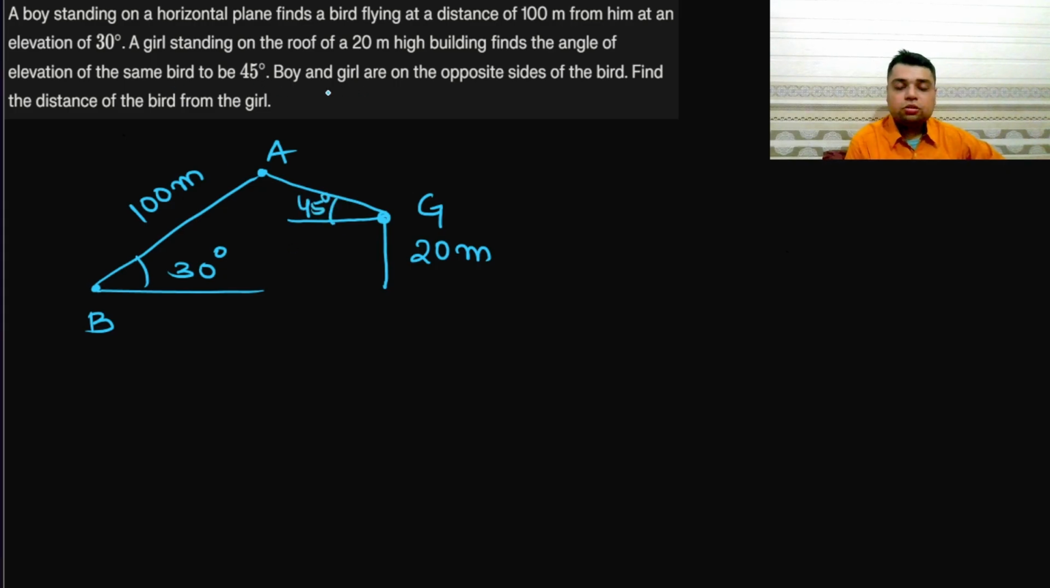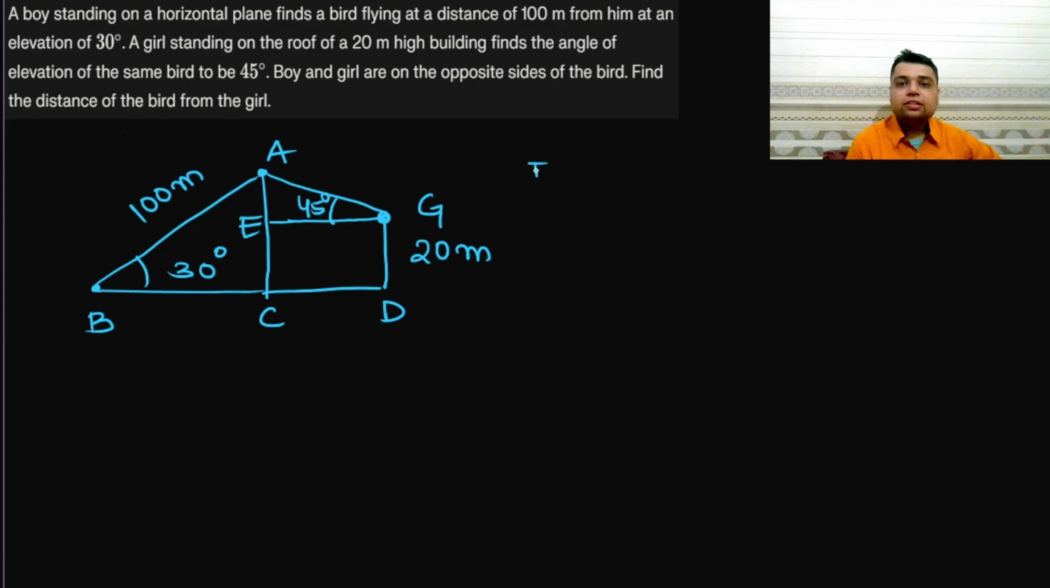Now both boy and girl are on the opposite sides of the bird. So we have already done that. Find the distance between the bird and the girl. We need to find the value of AG, right? This is the question. Let's name these points C, D. Okay. Now from this triangle, first we will find AC, then subtract 20 from it to find, let's say, AE, then we will apply the formula in this smaller triangle AEG. So let's see the result.